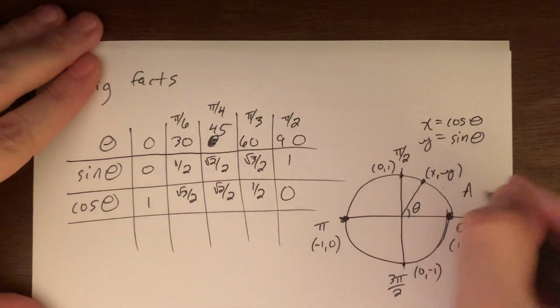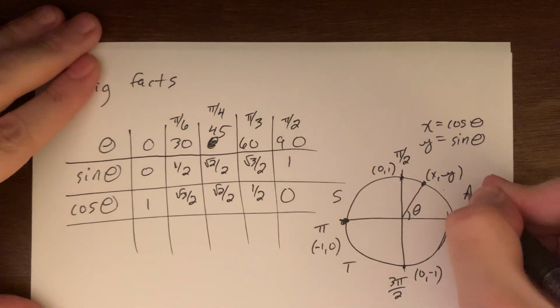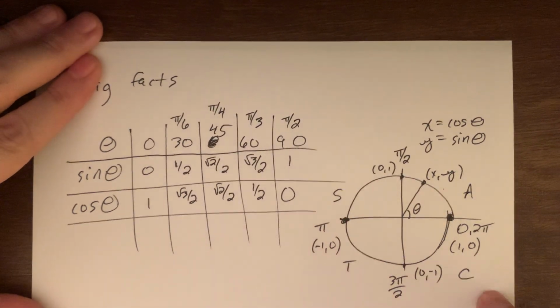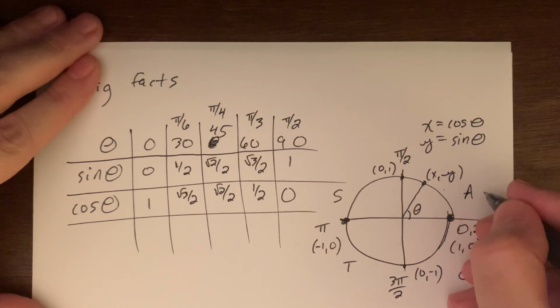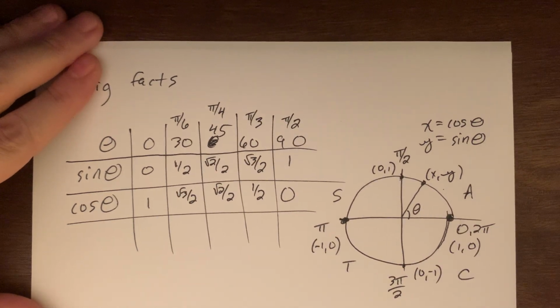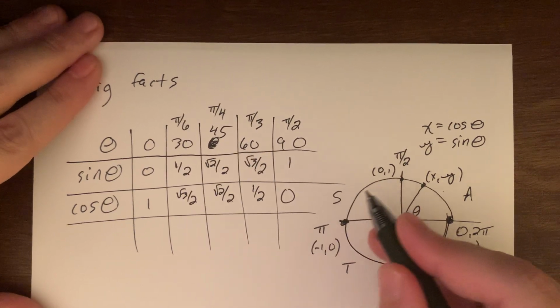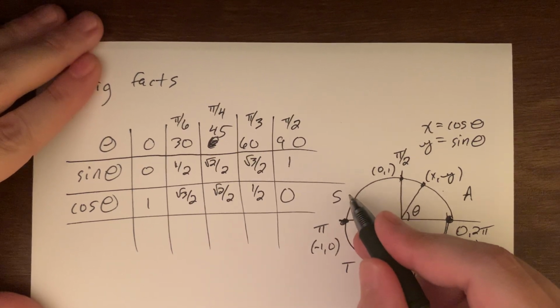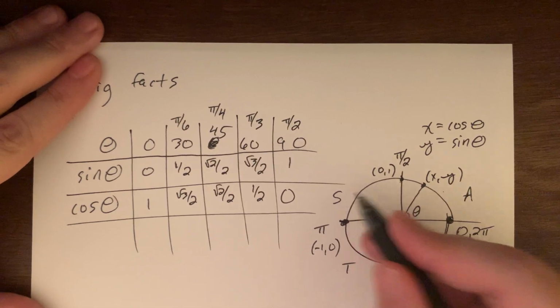Other people prefer the ASTC acronym. All students take calculus. There are other clever sayings people have, but it's telling you which trig functions are positive in the quadrant. A stands for all. Everything is positive. All of them are positive in the first quadrant. S stands for sine. Sine is positive in the second. If you're not dealing with sine, then you're not getting a positive in the second quadrant.